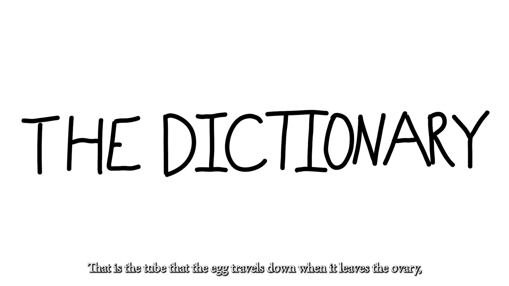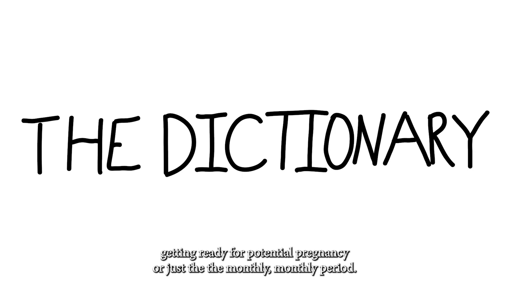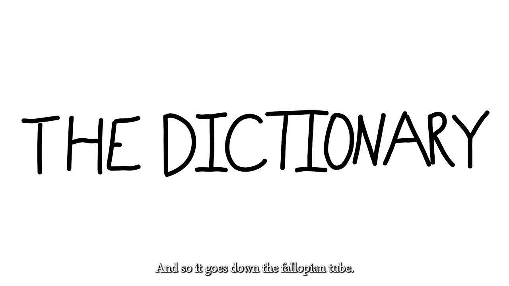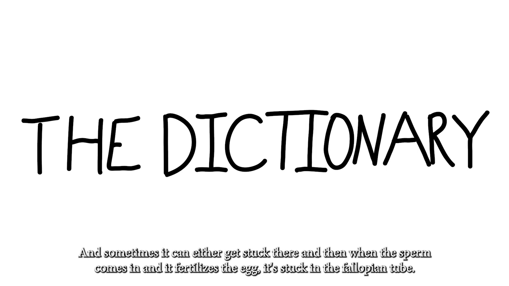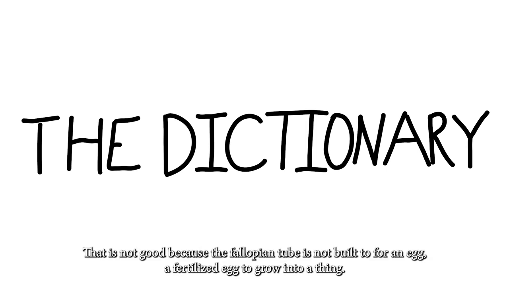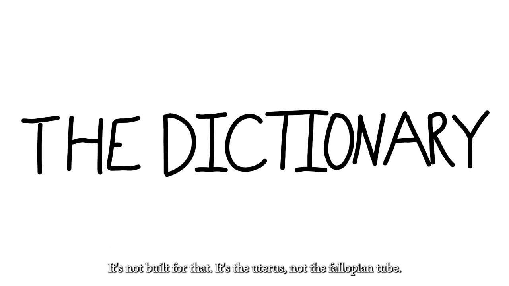That is the tube that the egg travels down when it leaves the ovary, getting ready for potential pregnancy or just the monthly menses. And so it goes down the fallopian tube, and sometimes it can get stuck there, and then when the sperm comes in and it fertilizes the egg, it's stuck in the fallopian tube. That is not good, because the fallopian tube is not built for a fertilized egg to grow into a thing. It's the uterus, not the fallopian tube.